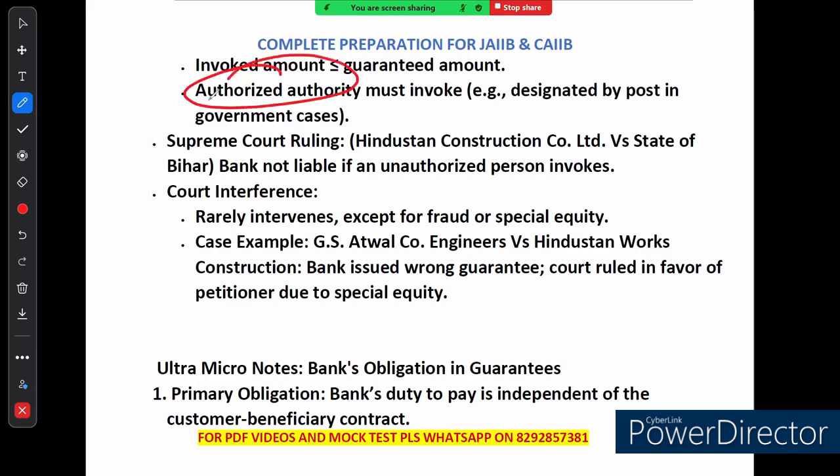Now it is crucial that the authorized authority invokes the guarantee. For example, in government cases, the right person needs to be designated to make this request. According to the Supreme Court ruling Hindustan Construction Corporation Limited versus State of Bihar, if someone unauthorized invokes the guarantee, the bank is not liable.